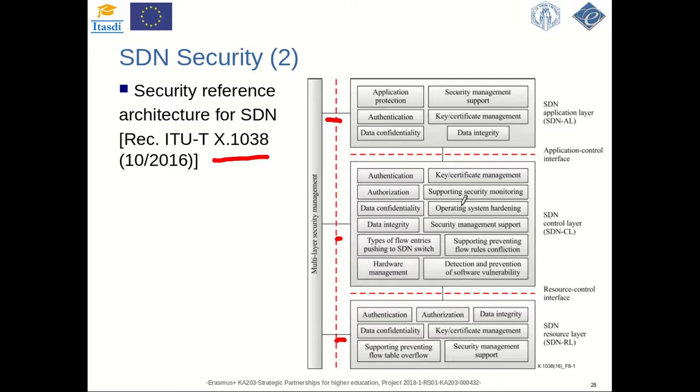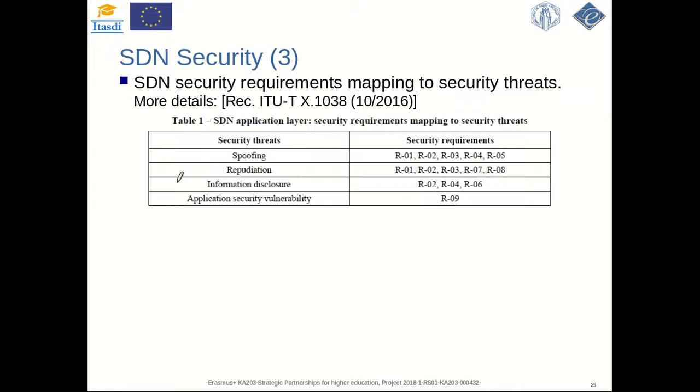On the control layer, we have authentication, authorization, certificate management support, and other functionality and processes placed here. And in the resource layer, the data layer, we of course have authentication, authorization, data integrity, certificate management, and all the things important for security. Each of these is defined in more detail in this recommendation.